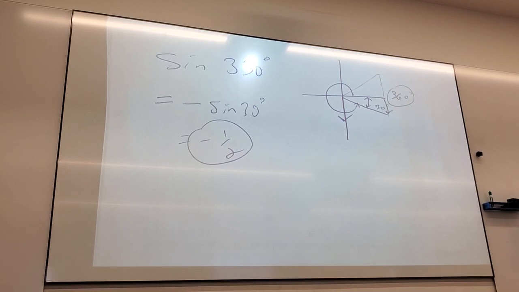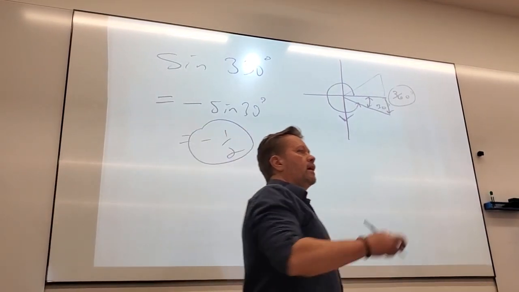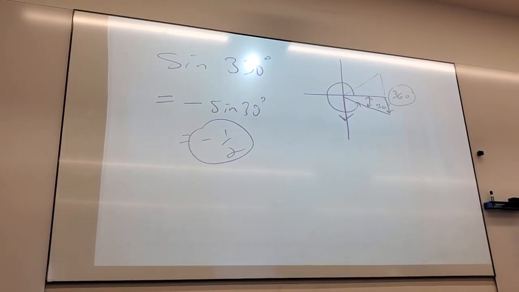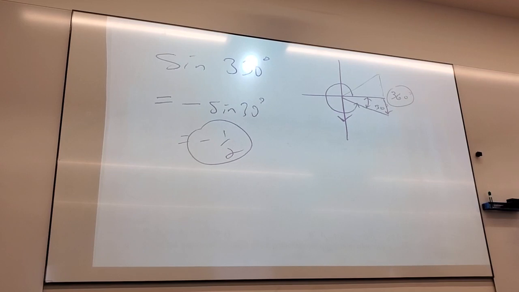Why is it 1/2 again? Sine likes y. 30 degrees is far away from the y-axis, so sine should be the smallest option, which is 1/2. When you go all the way to 0 degrees, then sine really hates that. It's 0, right?